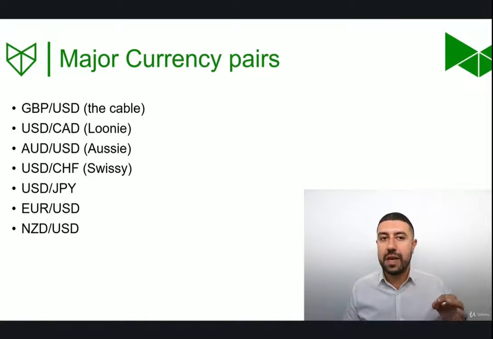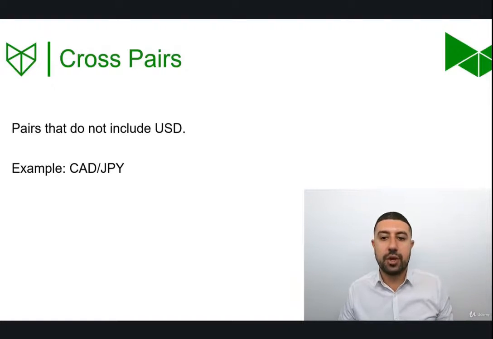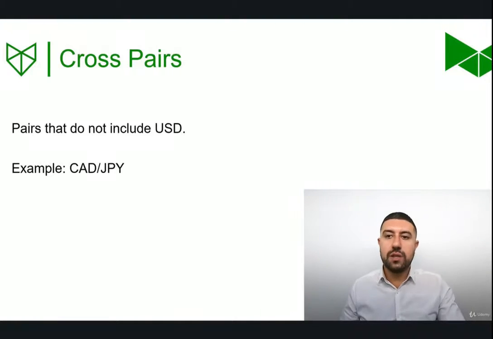Now, if you're not trading them against the USD, we're going to call this pair a cross pair, okay? So a cross pair is any pair that does not include the USD. So let's say, even if I'm looking at CAD, Japanese yen, okay? So now you know what currency pairs are, cross pairs, major pairs, and we're ready to move on to the next lecture.